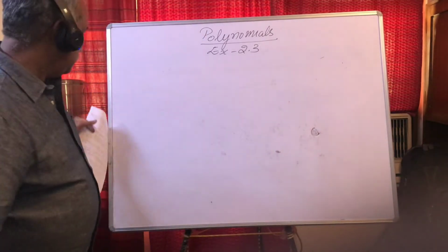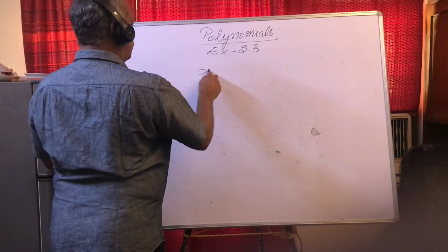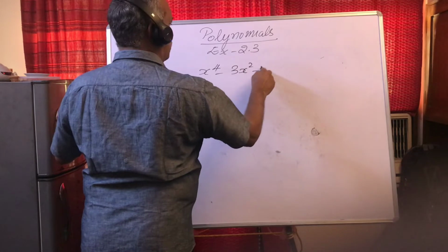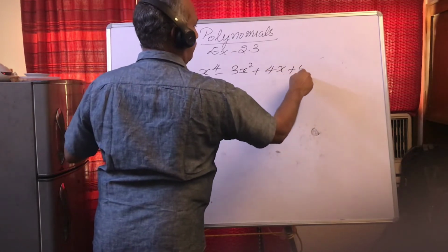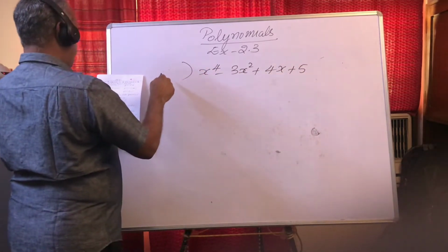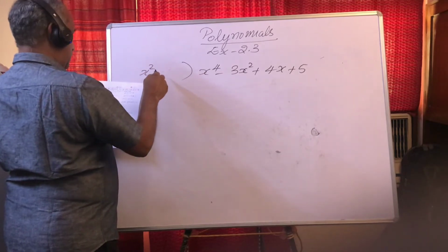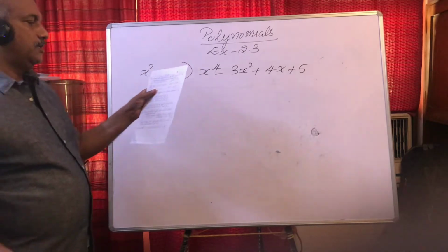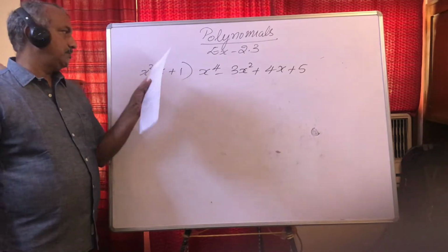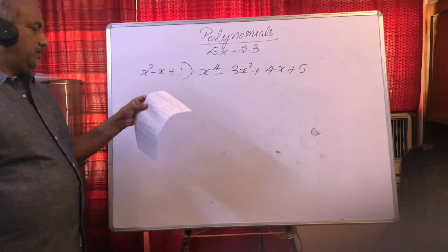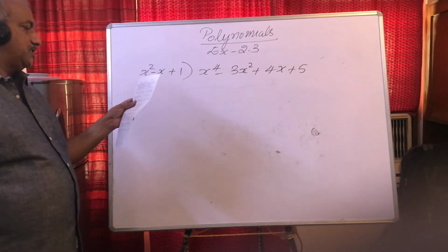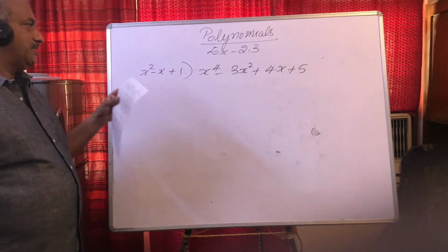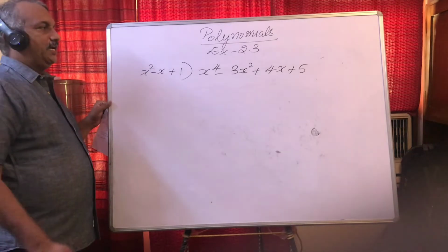The second part is x raised to 4 minus 3x square plus 4x plus 5 divided by x square minus x plus 1. Actually, it is given as x square plus 1 minus x only, but it should be in the correct order. So, divide x raised to 4 minus 3x cube plus 4x plus 5 by x square minus x plus 1 and find the quotient and remainder.